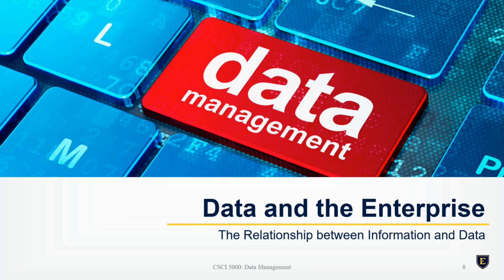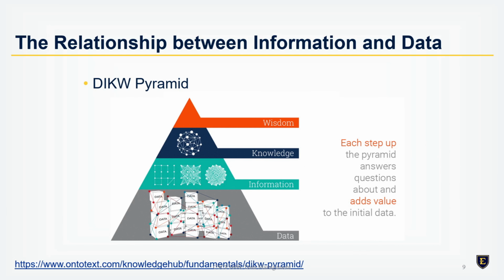The last video discussed the fact that information is a key business resource, and it's very important for businesses when they start to make decisions. Now we need to look at the relationship between information and data itself, because those are two different things. So we're going to explain this concept through what is known as the DIKW pyramid. DIKW, where D stands for data, I is information, K is knowledge, and W is wisdom.